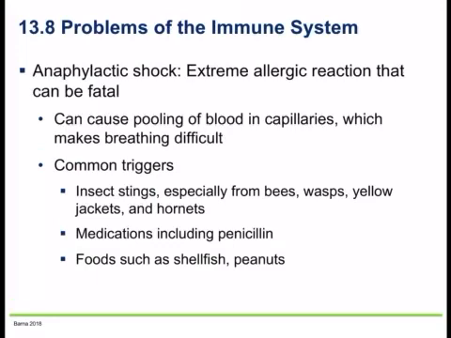Anaphylactic shock is an extreme reaction to an allergen. These are people that sometimes are allergic to peanuts, or I'm trying to blank on another example, but they usually have epinephrine pens around them, EpiPens as they call them. And so you get extreme allergic reactions that cause pooling of blood in the capillaries, which makes breathing difficult, okay? And so you basically get bronchoconstriction and hypotension, which is a drop in blood pressure. You give them an epinephrine pen.